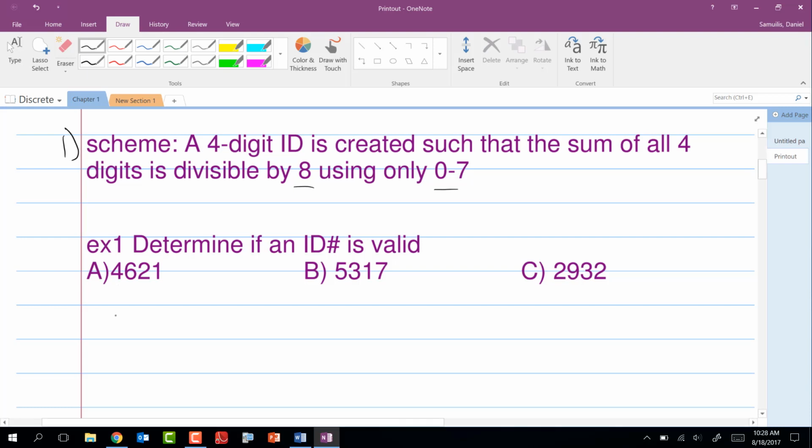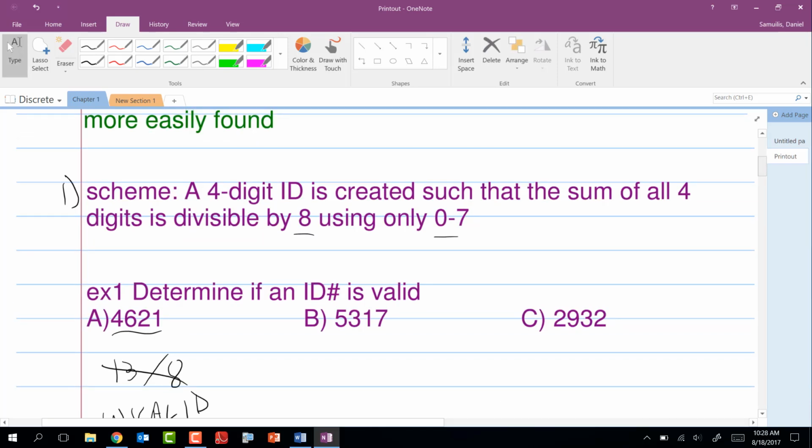So 4 plus 6, isn't this 13? Correct? When you add these digits up, isn't that 13? Is that divisible by 8? Yes or no? No. So what would the computer say? This is an invalid worker number. You don't work here. Or you made a mistake.